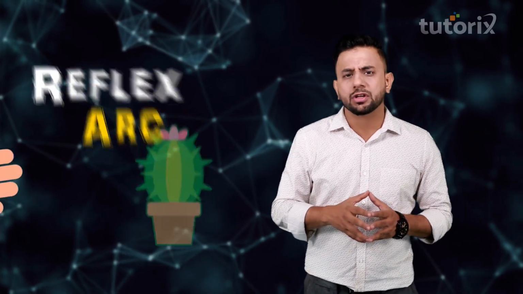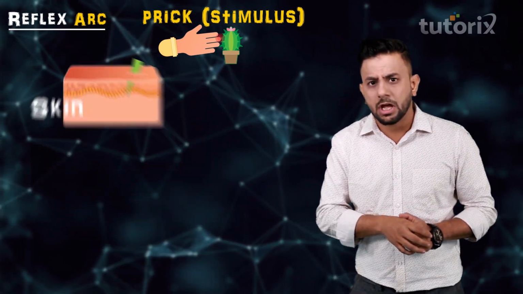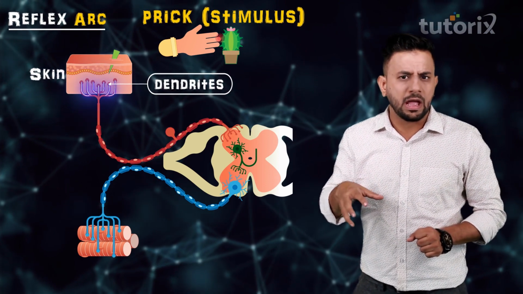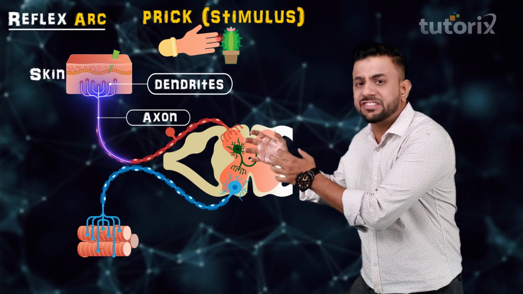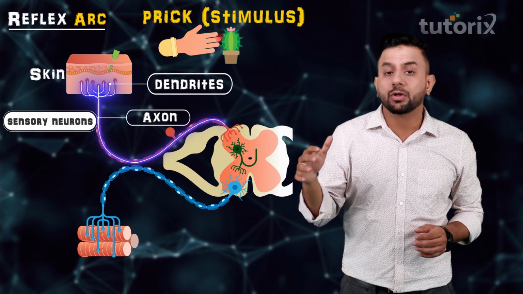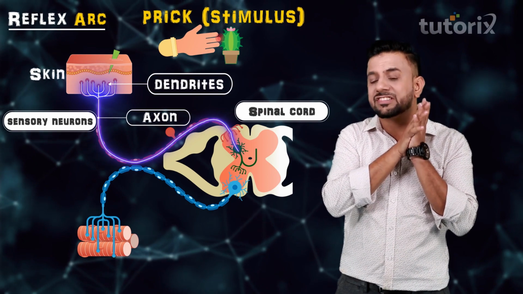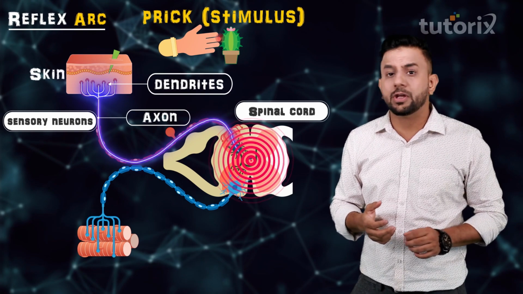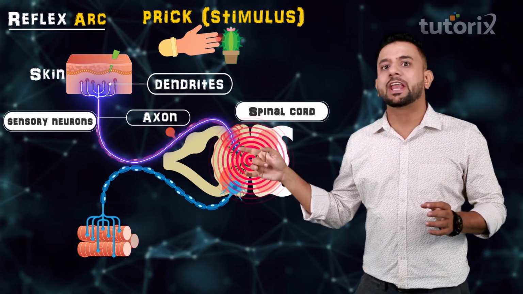Now just imagine you had a stimulus and there is a generation of sensory impulse. Now these sensory impulses are picked up by the dendrites of the neurons. And from the dendrites, they travel throughout the axon, that is, throughout the length of the sensory neuron. And from the sensory neuron, they reach the spinal cord. As I told you, the spinal cord is the place where the entire information gets processed, just like the CPU of the computer. Yes, in the spinal cord, the information is getting processed.